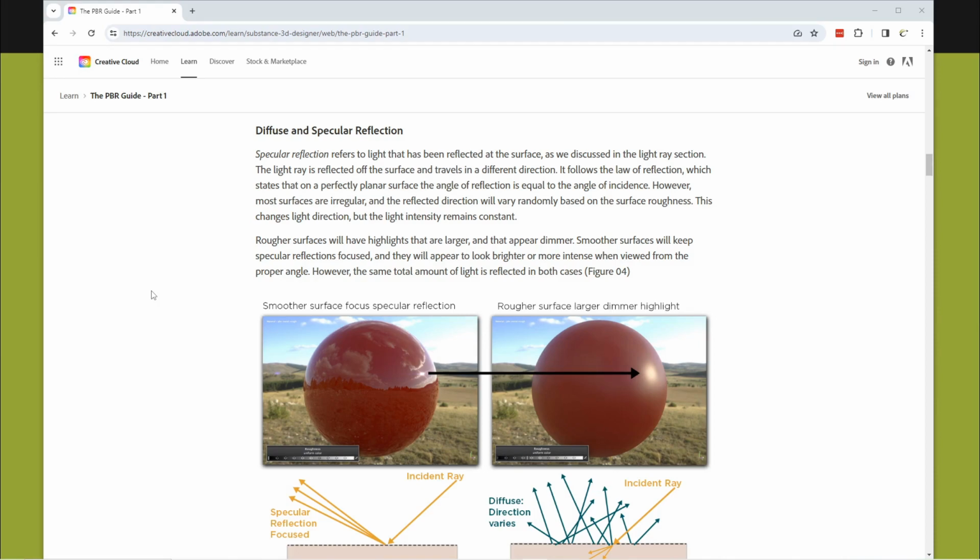Rougher surfaces will have highlights that are large and appear dimmer, so a rough surface here. Smoother surfaces will keep the specular reflections focused, and they will appear brighter and more intense when viewed at the proper angle. So here we have a specular reflection. However, the same total amount of light is reflected in both cases. So you have to understand that the amount of light here is the same as the amount of light here, or the energy is the same.